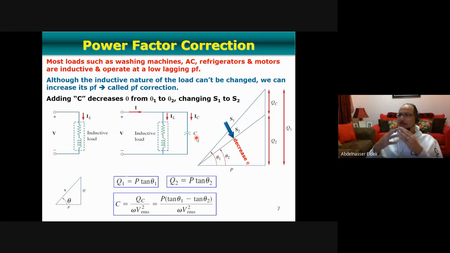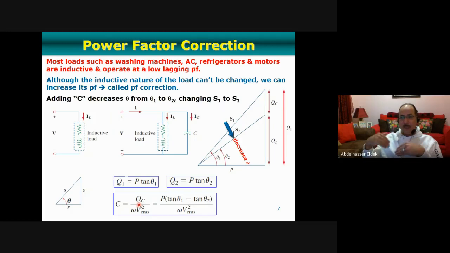So we need to know what is the value of the capacitance that we need to add to improve the power factor to a certain value. And to do that, you have some simple equations here. This Q1 equal what? Q1 equal P tan theta 1. You know this. This is Q1 over P is tan theta 1. So Q1 is P tan theta 1. And the Q2 is P tan theta 2. So the capacitance here equal what? This QC is the difference between them, divided by omega V root mean square squared. These are the equations that we use to calculate this C.